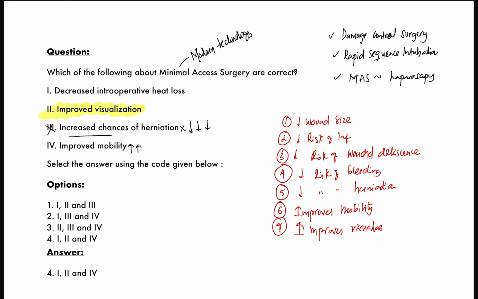Right? So what is this decreased intraoperative heat loss? Right? So what happens in minimal access surgery is that when the surgeries are performed, because of the minimal procedures, the surgery is over quickly. So during the surgeries, overall intraoperative heat loss is low.